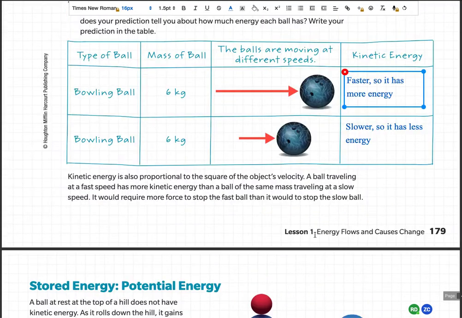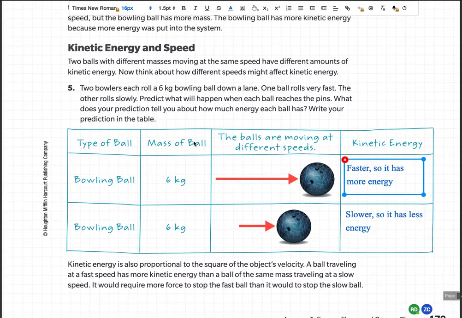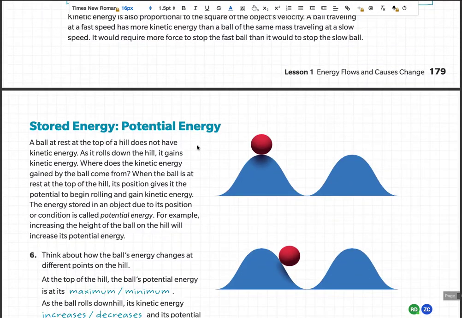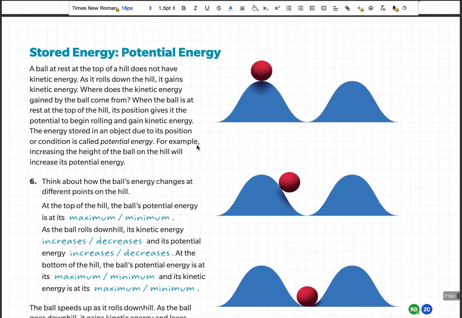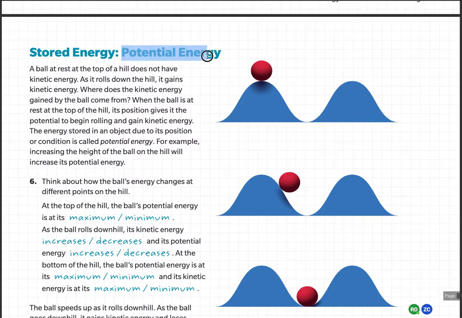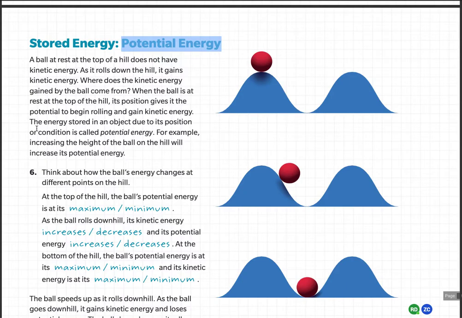All right. Now, moving on from kinetic energy, it is usually talked about in tandem with potential energy. So, potential energy: the energy stored in an object due to its position or condition is called potential energy. For example, increasing the height of the ball will increase its potential energy. So, what does that mean?